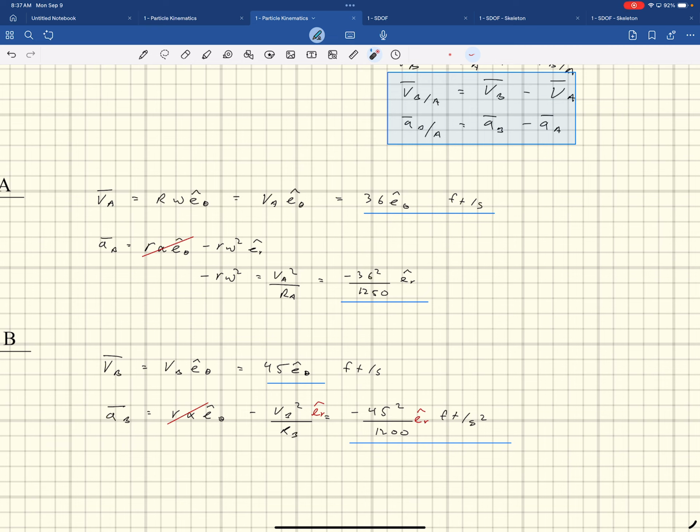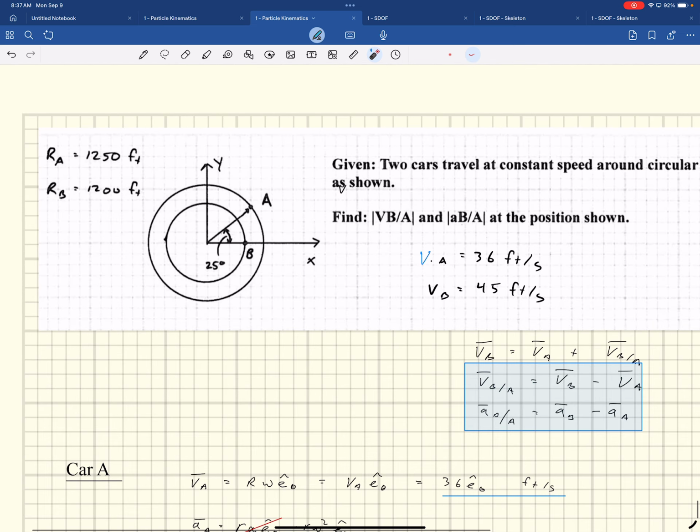The problem is both of their e thetas. This e theta down here is not the same as this e theta, right? Because one's going like this and this, and the other one's going like this and this. So this is the one e theta, and that's the other e theta. They don't line up.